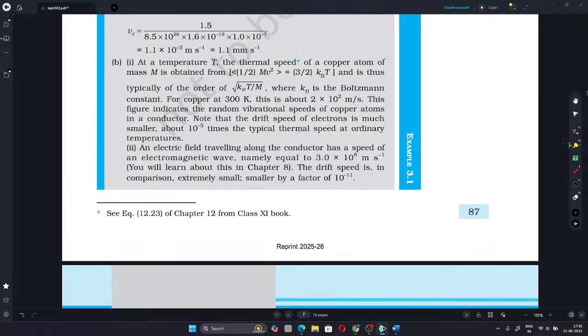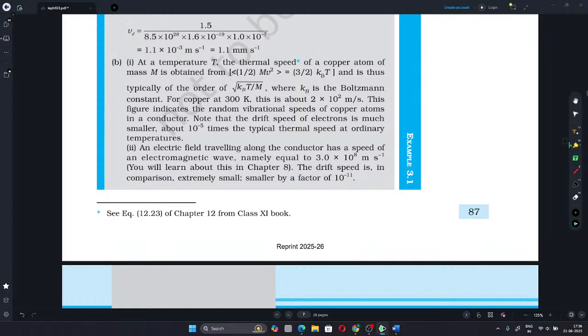At a temperature T, the thermal speed of a copper atom of mass m is obtained from half mv square equal to 3 by 2 times kBT, where kB is the Boltzmann constant. It is typically of the order of the square root of kB times T by m. For copper at 300 Kelvin, this is about 2 into 10 power 2 meter per second. This figure indicates the random vibrational speeds of a copper atom in a conductor.